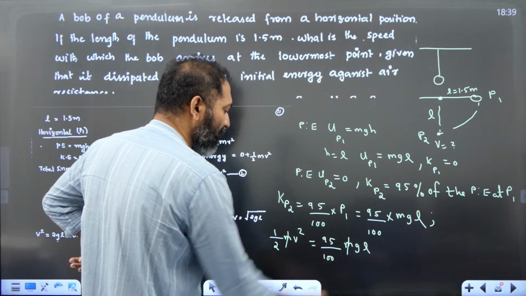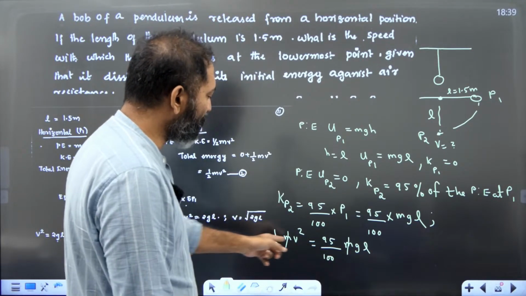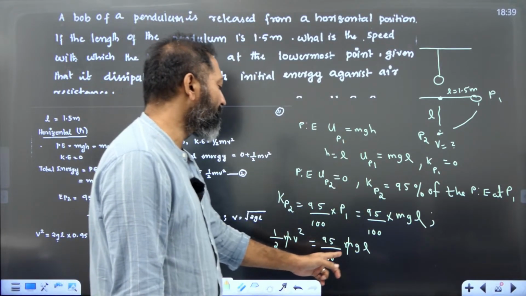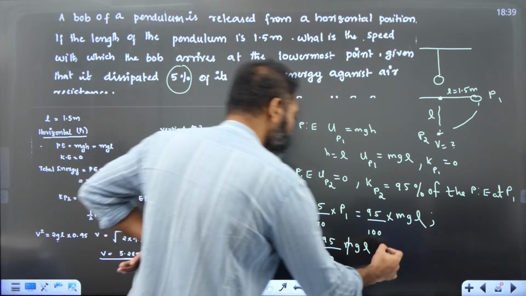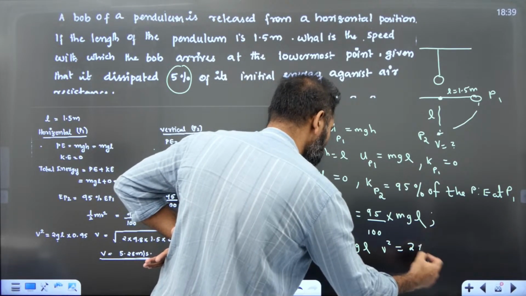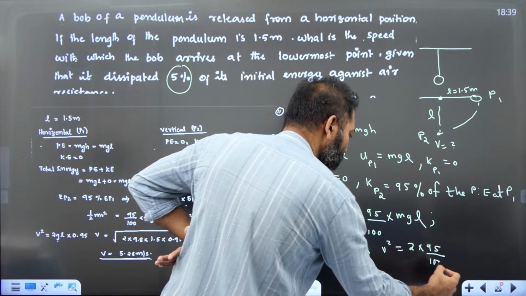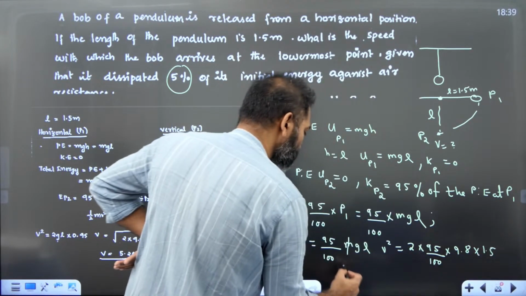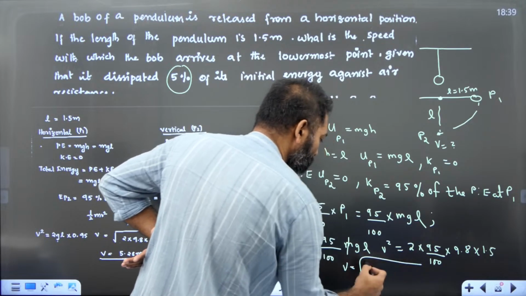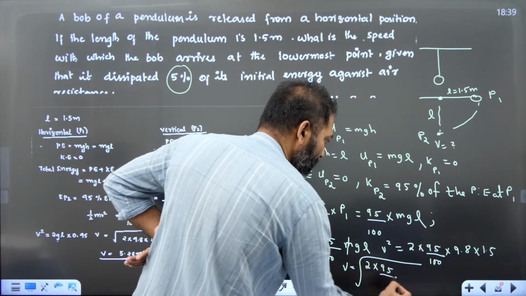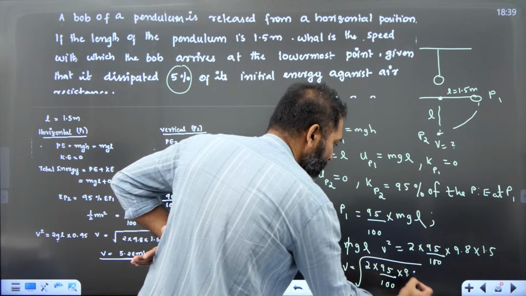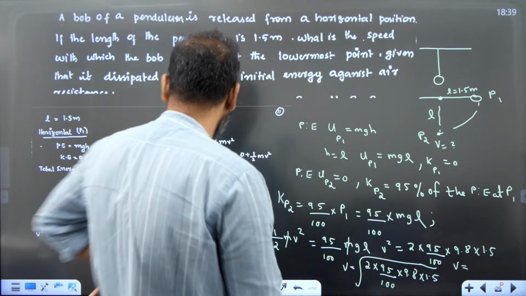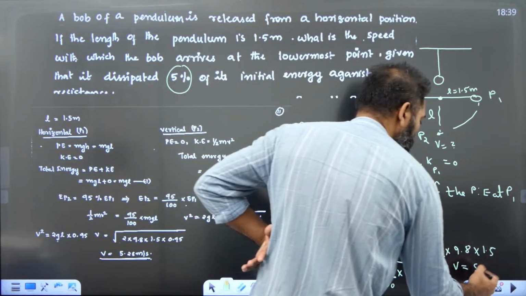Because kinetic energy at P2 is half mv square, that is 95% of the potential energy, that is 95% of mgl, m gets cancelled. So v square equal to 2 into 95 by 100 into g, 9.8, into length, 1.5. So v is equal to root of 2 into 95 by 100 into 9.8 into 1.5. If you solve that, the answer will be 5.28 meter per second.